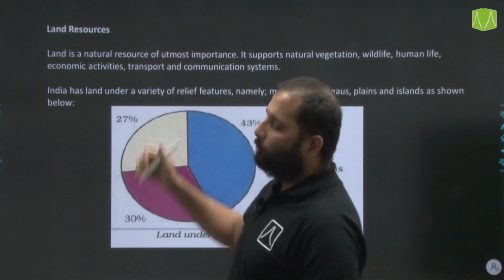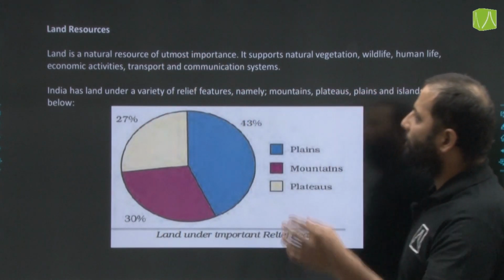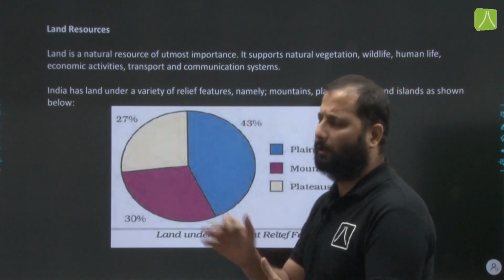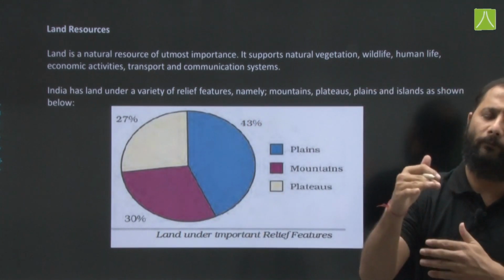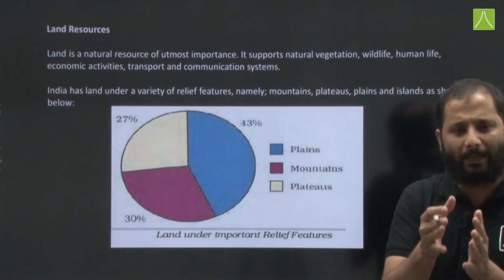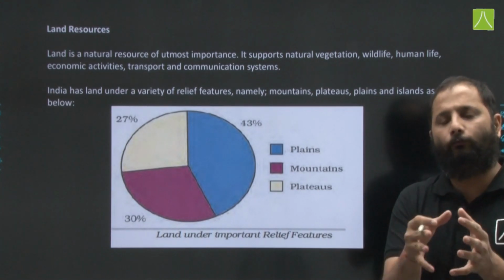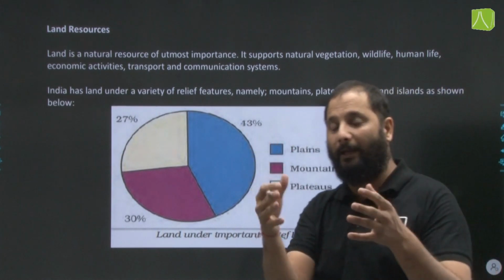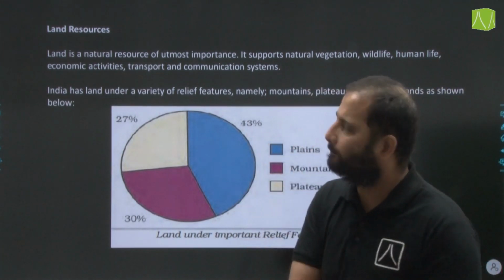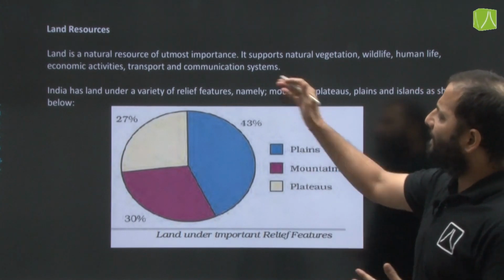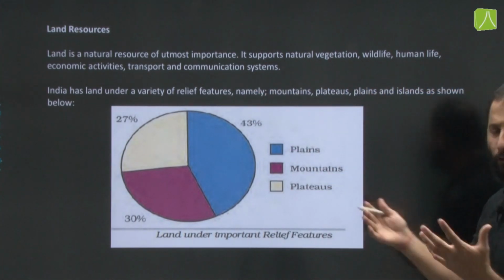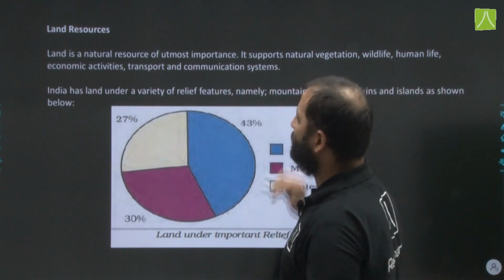Now, moving on to the next part, land resources. Land, as we know, we have studied this in class 8th also, and most of the aspects in class 10 geography we have already studied in class 8th, but now in class 10th you majorly focus on the India aspect. In class 8th we were focusing more on the world aspect. So, land is a natural resource of utmost importance. It supports natural vegetation, wildlife, human life, economic activities, transport and communication systems.